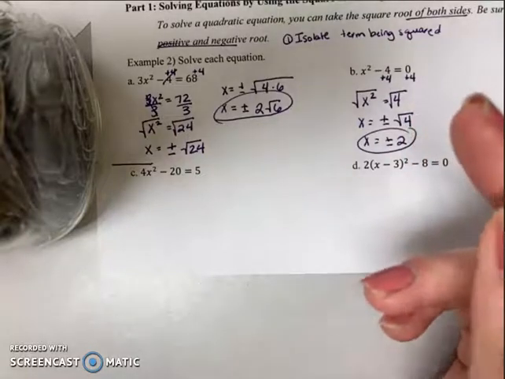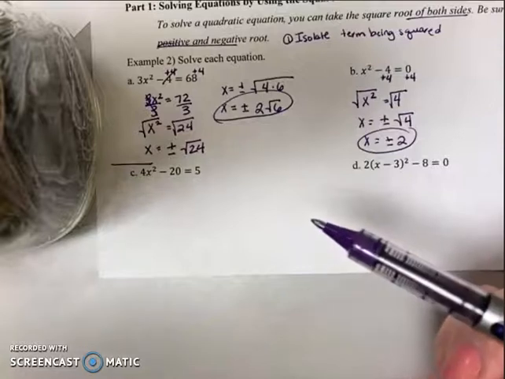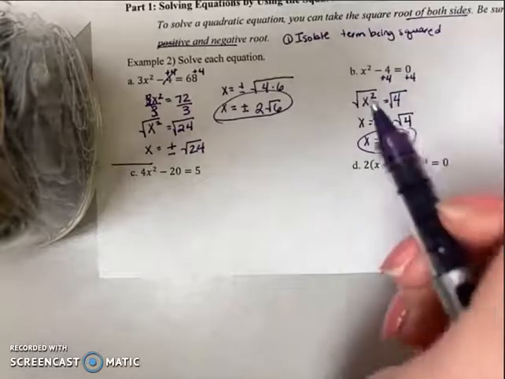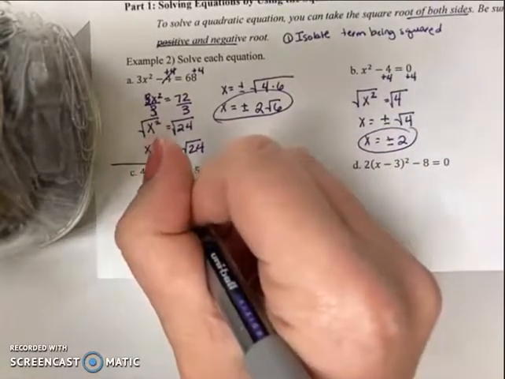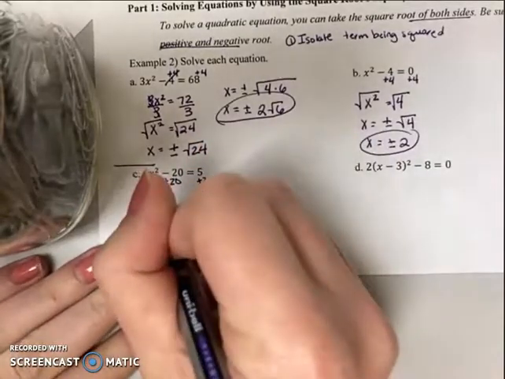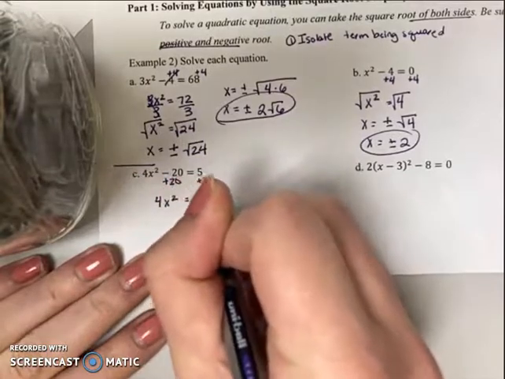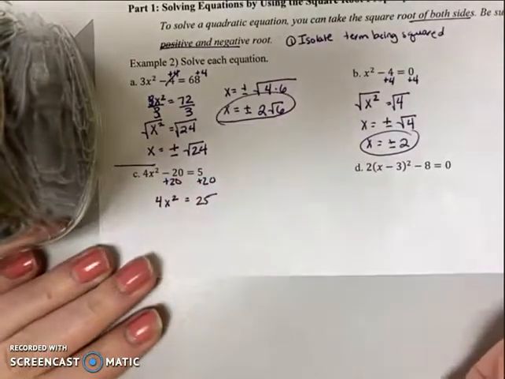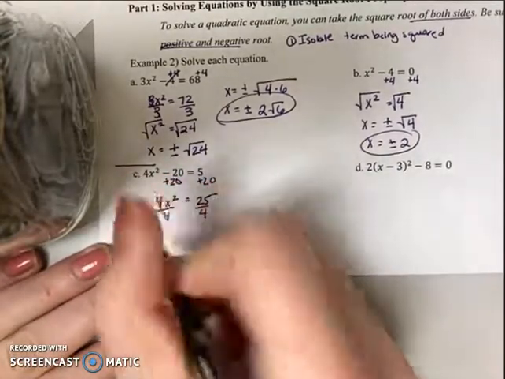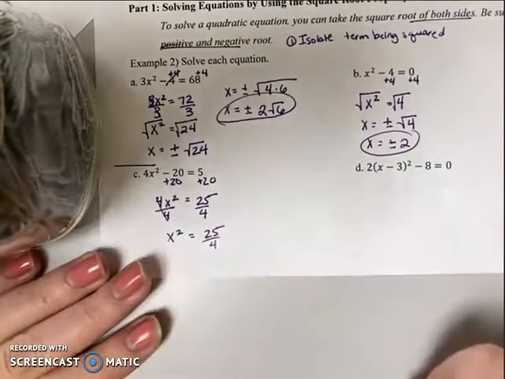Picking up where we left off, we're going to start with part C. Once again, we're trying to use the square root property in order to solve, and the first step is to isolate the term that's being squared. So here I'd have to add 20 to each side, meaning I have 4x squared equals 25. X squared is still not by itself, so I need to divide each side by 4. That gives me x squared equals 25 fourths.